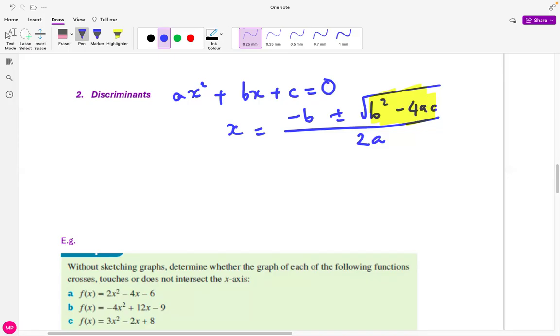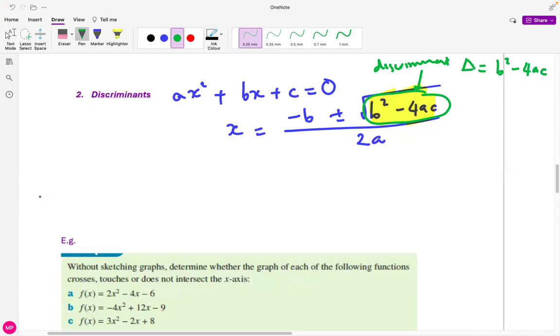If this is a negative number, then you cannot take the square root of a negative number, so you have no solution for x. And if whatever is inside equals 0, then the square root of 0 is 0, so you will have just one solution because plus minus 0 is just 0 anyway. Therefore, the thing inside is called the discriminant. The discriminant formula, which we call delta, is equal to b squared minus 4ac.